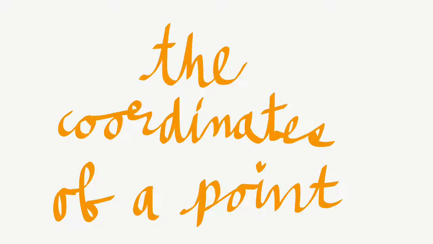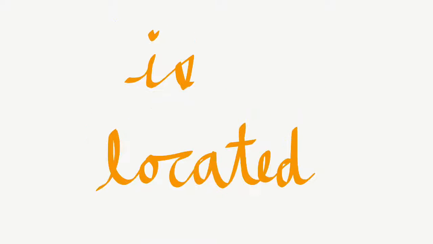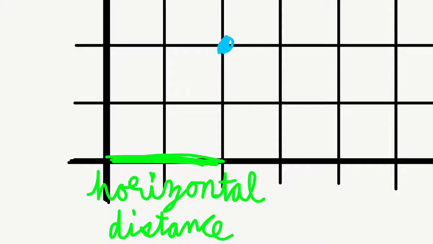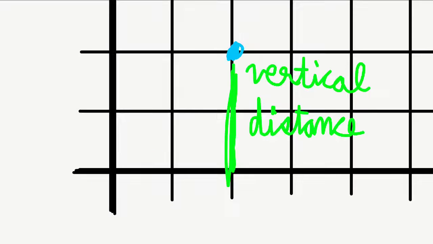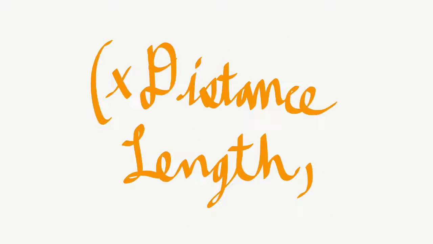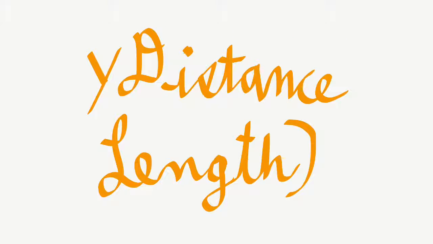By the way, the coordinates of a point tell you where the point is located on a grid. To find the coordinates of a point, first find the point on a grid, then figure out this distance, called the horizontal distance, and this distance, called the vertical distance, and then put the lengths of those distances like so: X distance length, Y distance length.